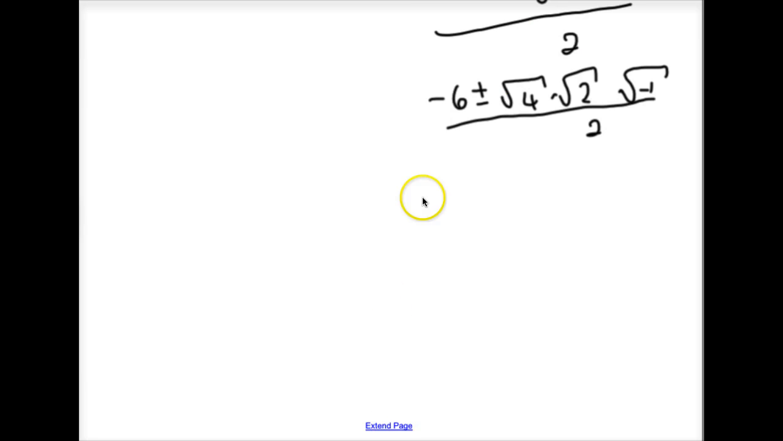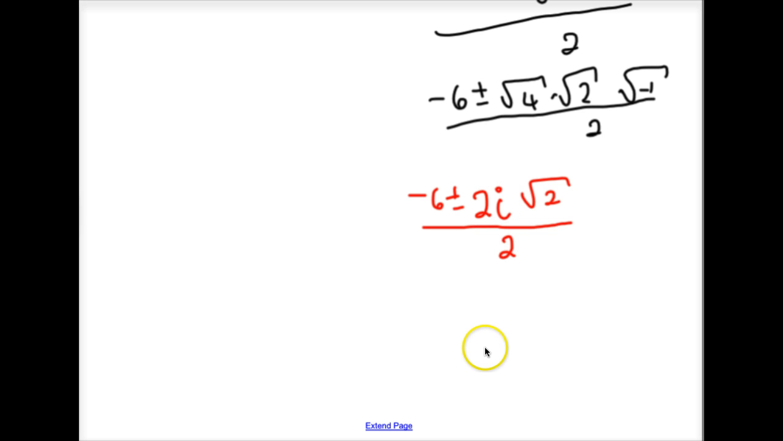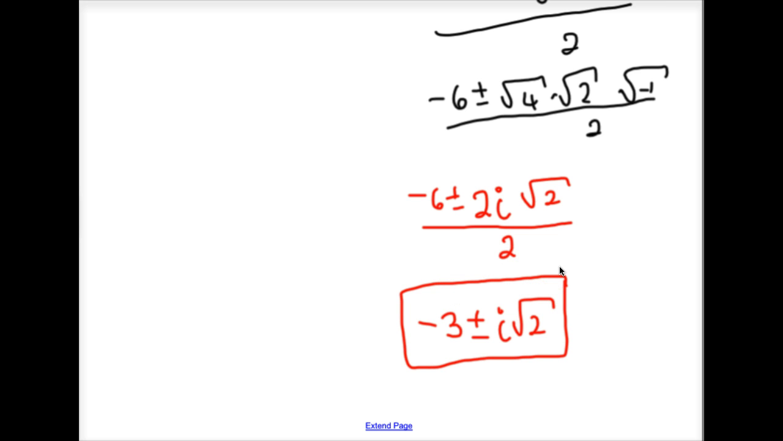And then I want to just simplify now. So this becomes minus 6 plus or minus, what does this work out to be? The square root of 4 is 2. The square root of negative 1 is i, and then the square root of 2 stays the same. All of this is divided over 2, and because they want it in simplest form, I know negative 6 divided by 2 is negative 3 plus or minus negative 2i divided by 2 is i, and then the square root of 2 remains the same, and this is my final answer.